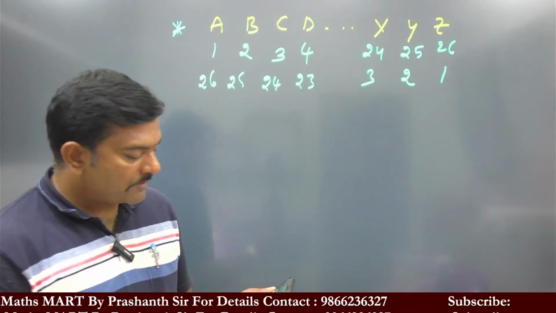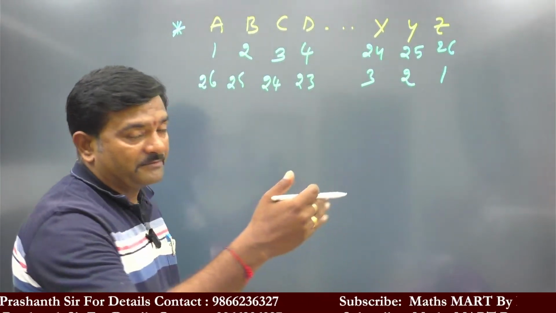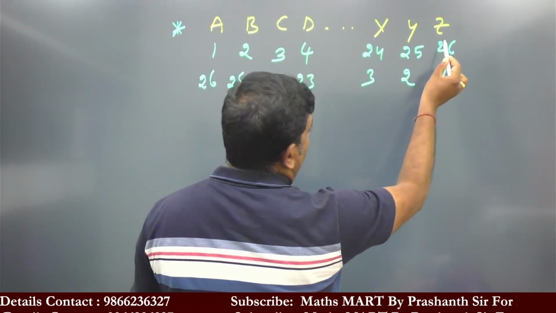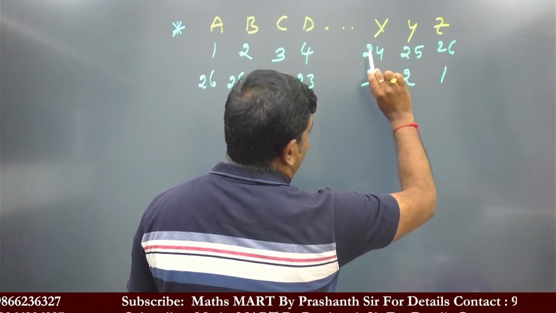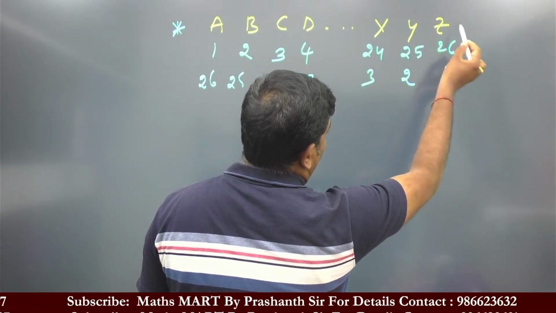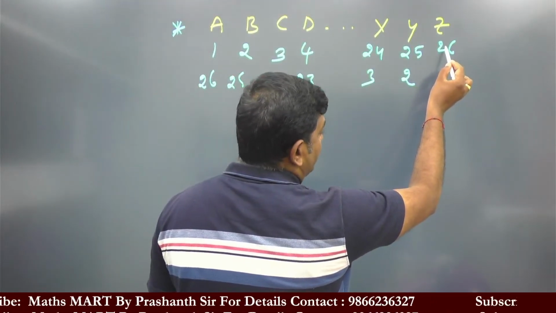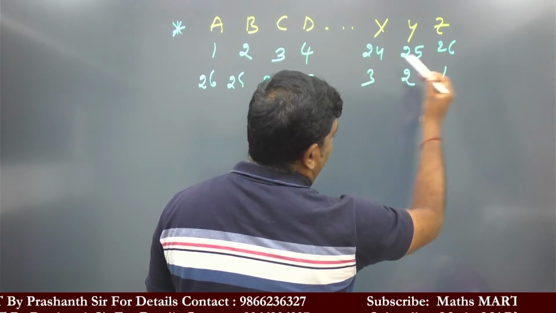Okay, now we'll see. Now we are learning what we can say, numbering from right to left. See the sum of the positions of the same letter from left to right and right to left will be how much here? 27. So what I wanted to say is Z means 26 from left to right. Z means 1 from right to left.